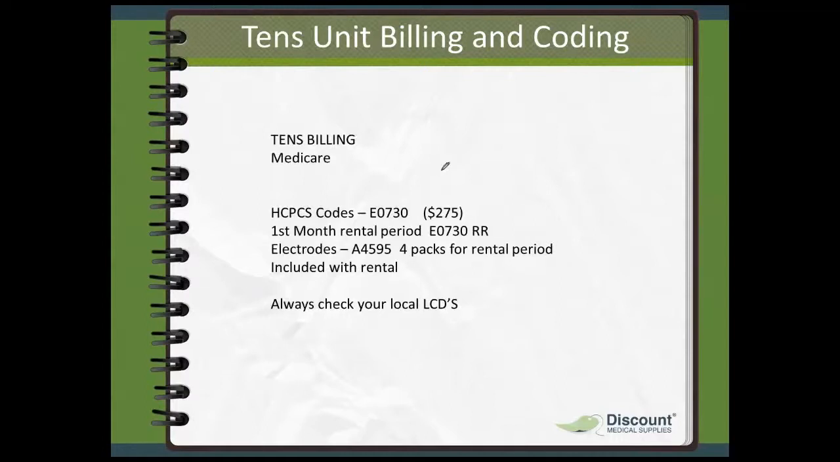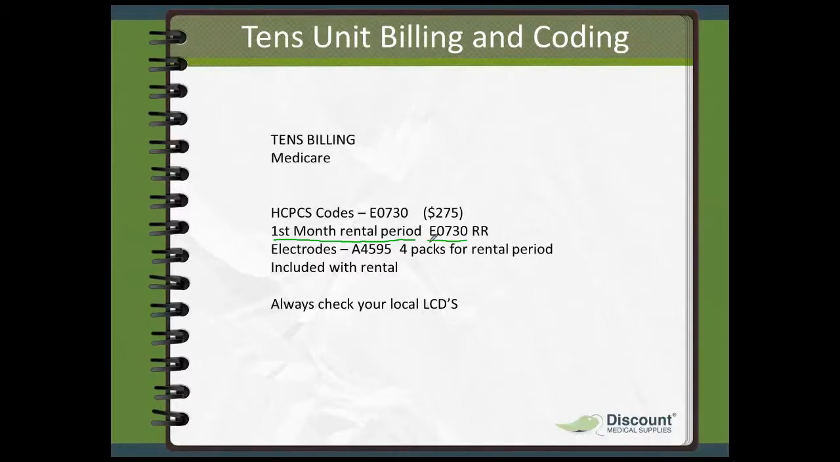So TENS billing on Medicare, very, very different. We're going to use the same code, the E0730, but the first month, and possibly depending on the quadrant you're in, there will be a second month rental period. And a rental period is just what it says. You're providing that TENS unit for rent to that patient. And you want to pre-verify it, of course. Now, some general carriers may have a rental period as well. So you do want to put on your insurance verification, even for general carriers, is there a rental period for that TENS unit? Because you do want to know.